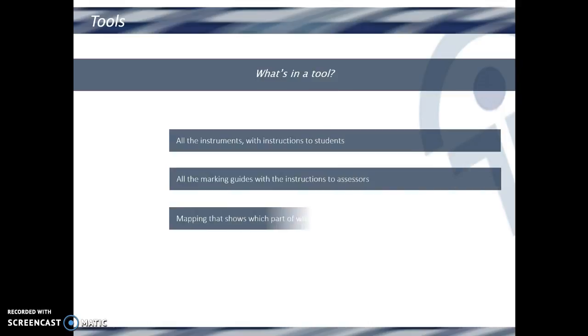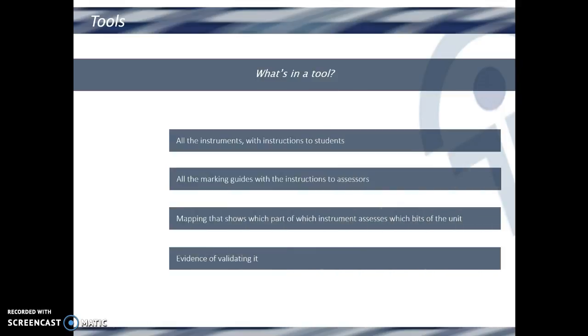The first thing to get out of the way is this. A tool is not the same as an instrument. An assessment tool is all the stuff that you'll need to assess a complete unit of competency. As this list shows, it will include all of the instruments, including instructions to candidates. It will include all of the marking guides and instructions to assessors. It will include an assessment matrix or mapping document against the unit of competency. That's going to show which parts of which instruments assess which parts of the unit. And it's also going to show evidence of trialing and validating the tool. So that's what a tool is.